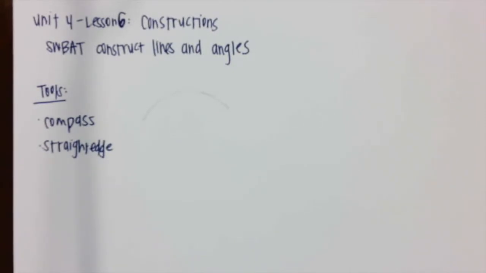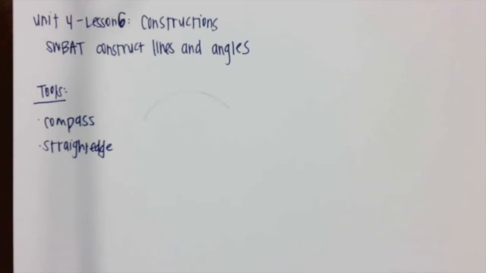Okay, so we're going to be doing constructions with these two tools. And a construction is an exact replicate of something else. So we can do angles, we can do angle bisectors, we can do different shapes. Today we're going to be doing line segments and angles. And we'll be doing copies of original ones.